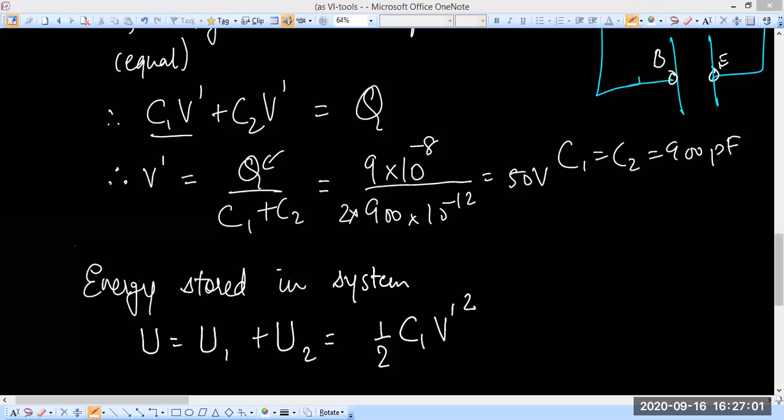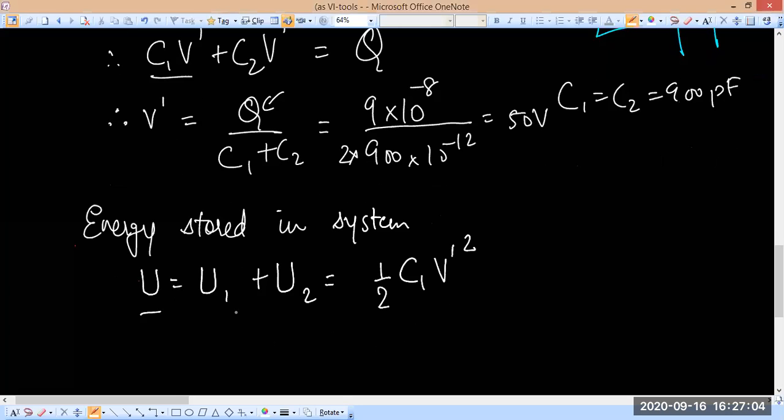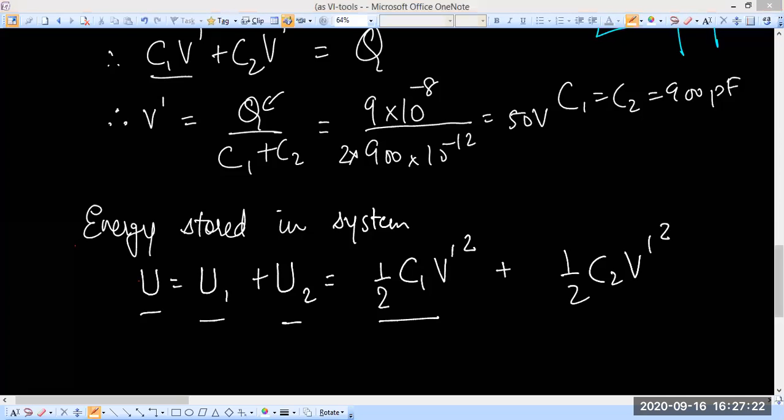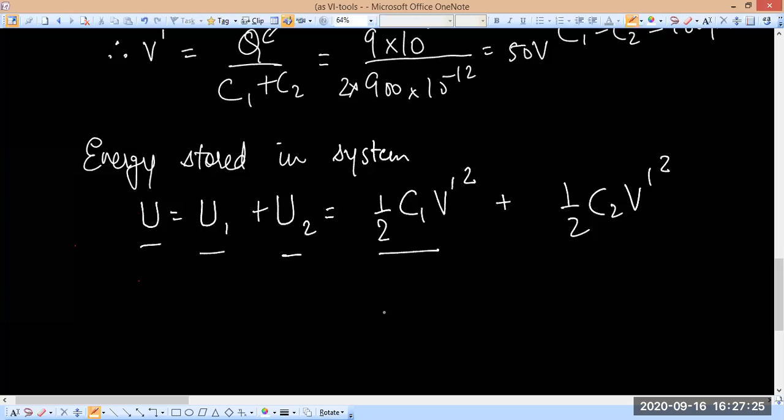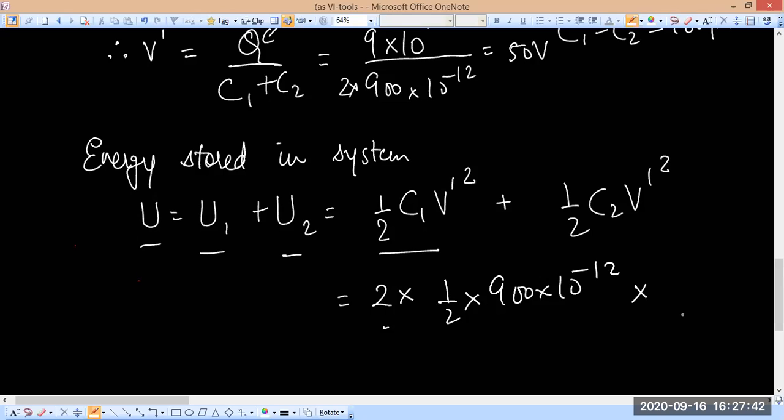So let's continue. I was saying that the energy stored in system is U1 plus U2. So for first capacitor it is half C1 V dash square. For the second capacitor it will be half C2 V dash square, because V dash is same for both, right? Okay. So now this is going to be 1 by 2 V dash square common. Even C1 and C2 are equal, isn't it? So we can just say that this is 2 times. Is that okay? All right. Clear?